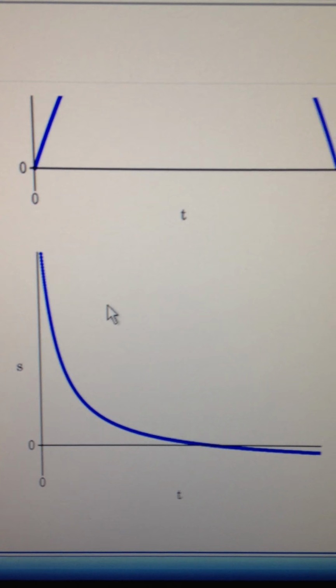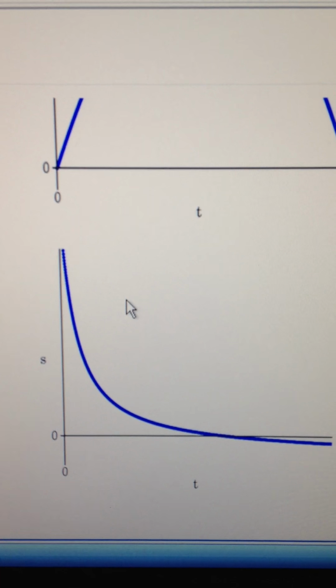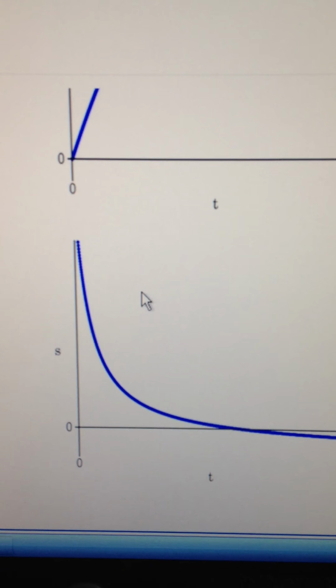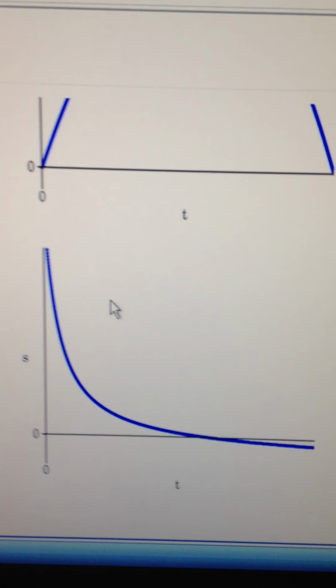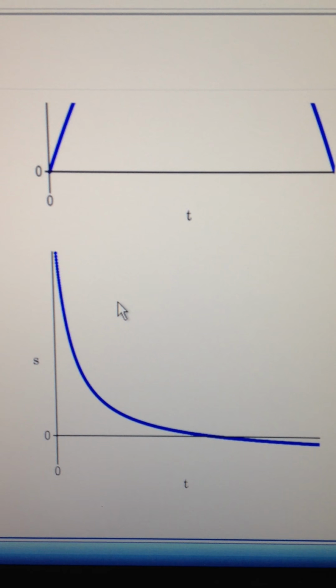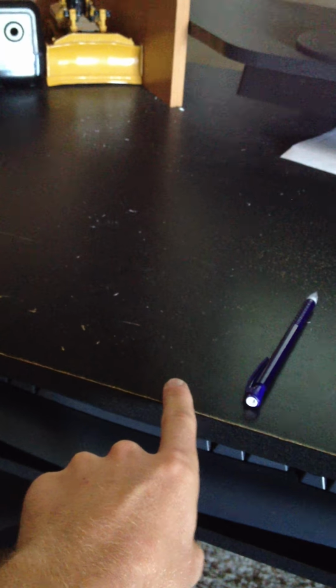This one starts out all the way at the end of the positive x direction. It starts out quick and slows down and goes a little bit into the negative x direction. So it would start here, starts out quick and then slows down, and then goes right a little bit towards the negative x direction.